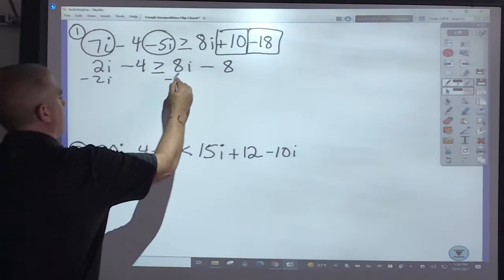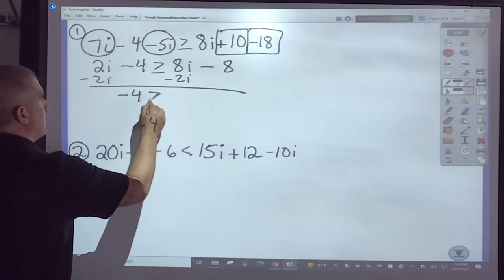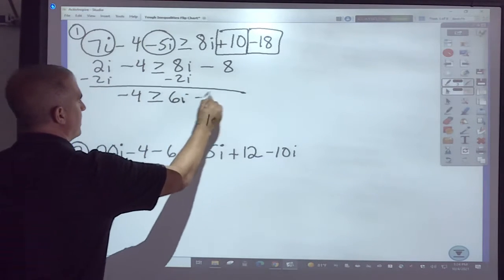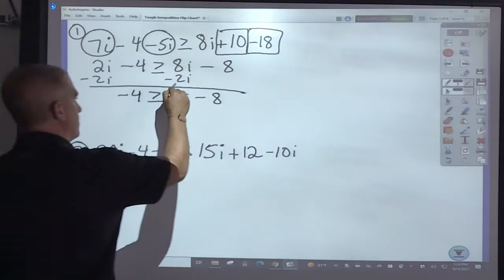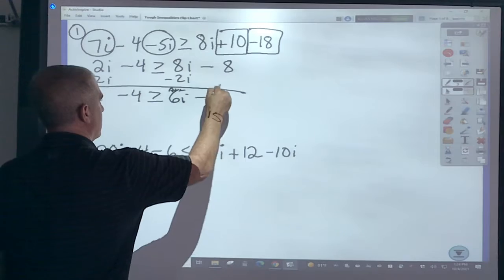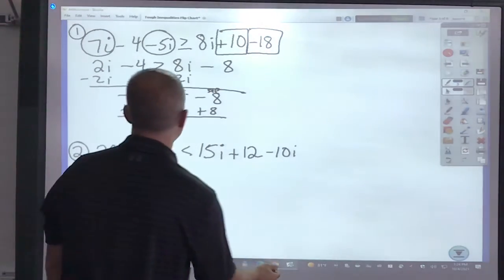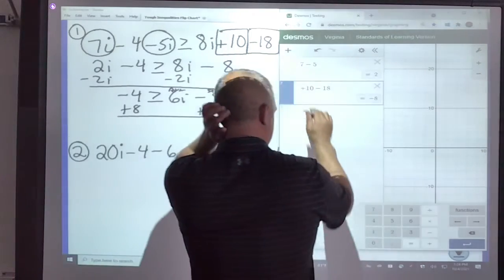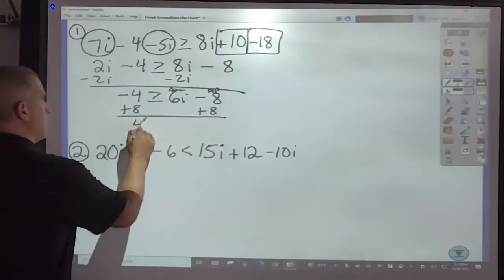Subtract 2i, subtract 2i. Careful, that's a negative 4. 8 minus 2 would be 6i minus 8. Now we're down to separated and attached. Attached, separated. Add 8, add 8. I'm going to use Desmos because I got negative 4 plus 8, which is 4.